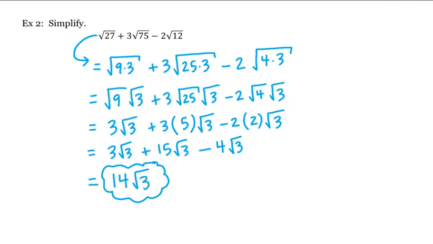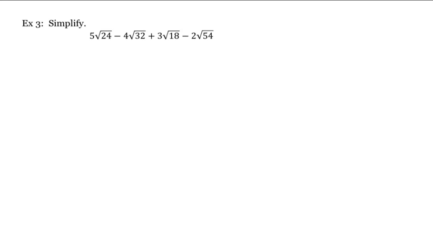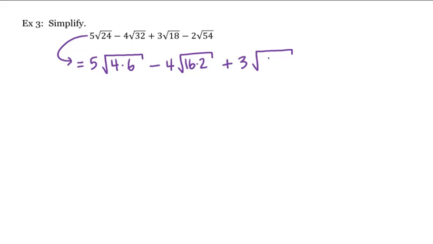All right, let's see one more. Again, we'll start by working with each square root separately and extracting the perfect squares. In other words, this is equal to 5 times the square root of 24. But 24 is 4 times 6, and 4 is a perfect square. Minus 4 times the square root of 32, but 32 is 16 times 2, and 16 is a perfect square. Plus 3 times the square root of 18, and 18 is 9 times 2, and 9 is a perfect square. Minus 2 times the square root of 54, and 54 is 9 times 6, and 9 is a perfect square.